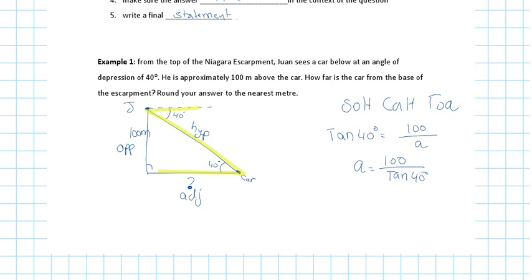So what did we get? 119.2. Because they want the nearest meter, so this is where I said unless otherwise specified in that question, right? In this case, it's otherwise specified that they want it to the nearest meter. So my answer is going to be: the car is 119 meters from the base of this car.